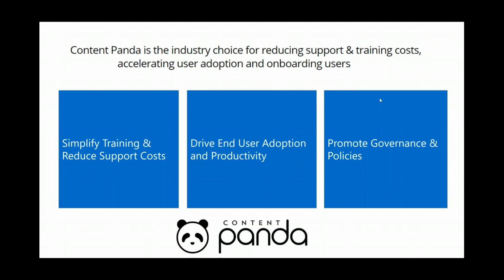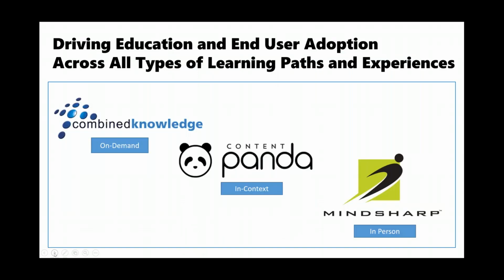And our 3 key components, our three pillars, if you will, are looking at how do we simplify training and reduce those support costs inside of IT departments and then also for human resources. We also work very closely with Microsoft about driving end user adoption and productivity. And we also like working with the corporate communications teams on promoting that governance and IT teams on policies inside of SharePoint and Office 365. So that's what we're bringing to the table with our value proposition if you want to be all marketing-y about it. So what we also do is we're driving education and that end user adoption across all the different types of learning paths and experience.